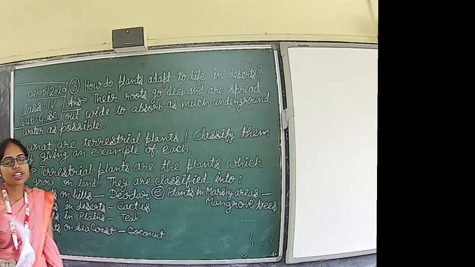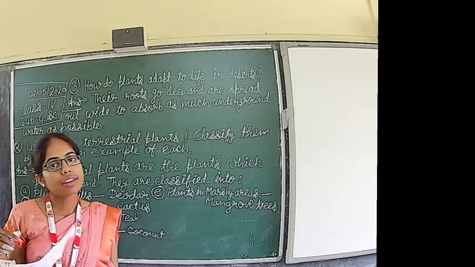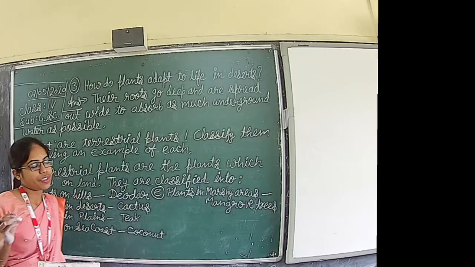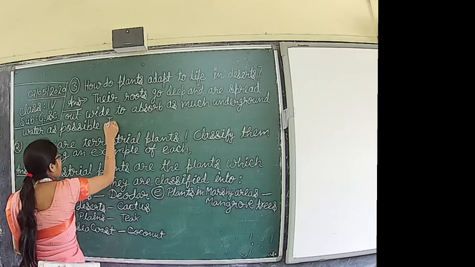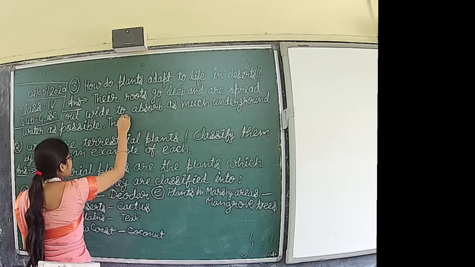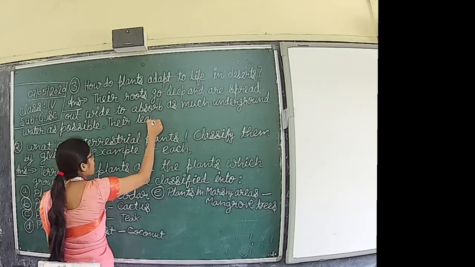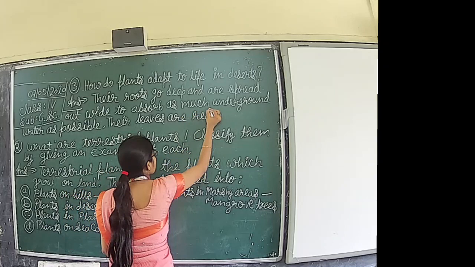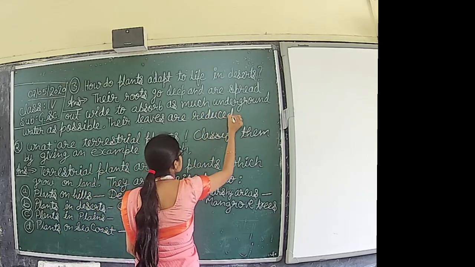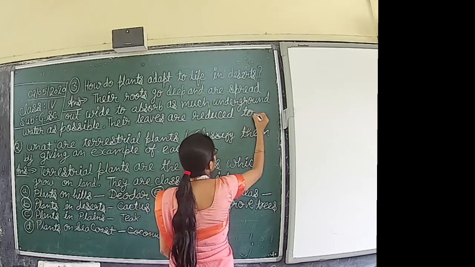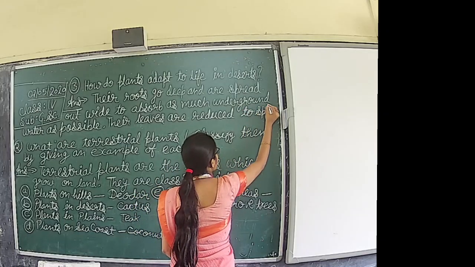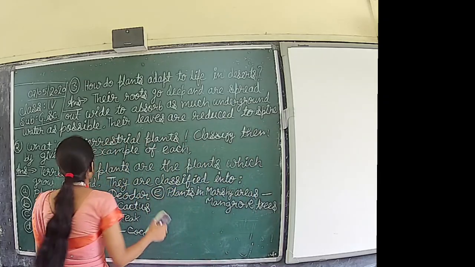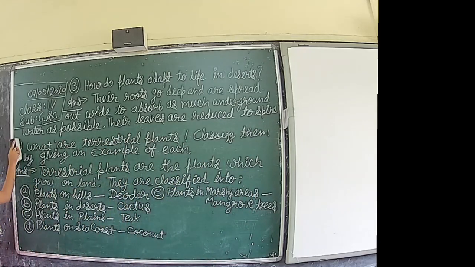Now we will write how they are storing the water. Their leaves. Now we have studied one question in that last day. We will write that same thing. Their leaves are reduced to spine. Now I am going to wrap the second question and answer.